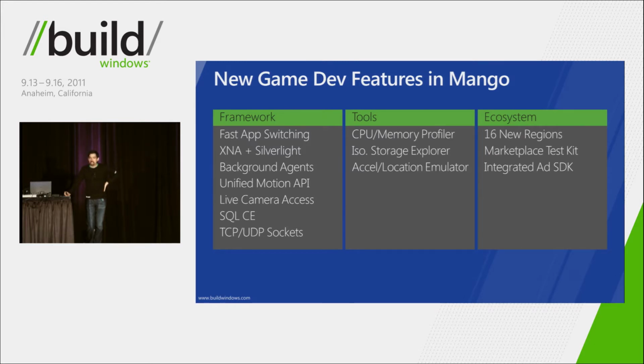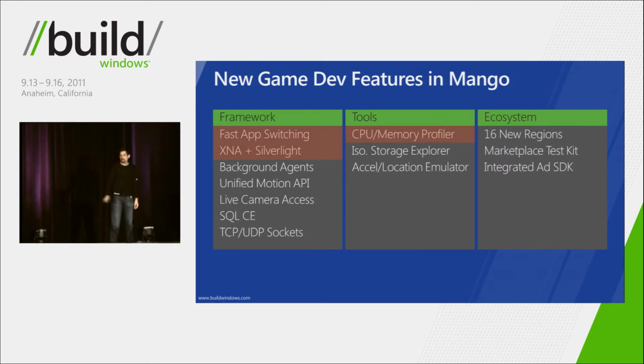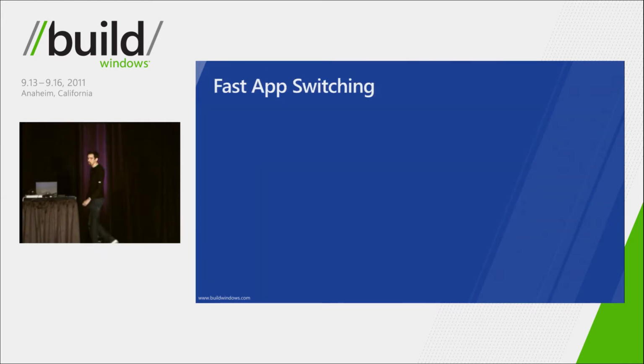A marketplace test kit to make sure that you'll pass cert, and an integrated advertising SDK that no longer has to be downloaded separately. Now, we're going to get into a few details about these particular ones, starting with fast app switching and then moving right on to XNA plus Silverlight. Fast app switching is a huge thing. We need to talk about this.